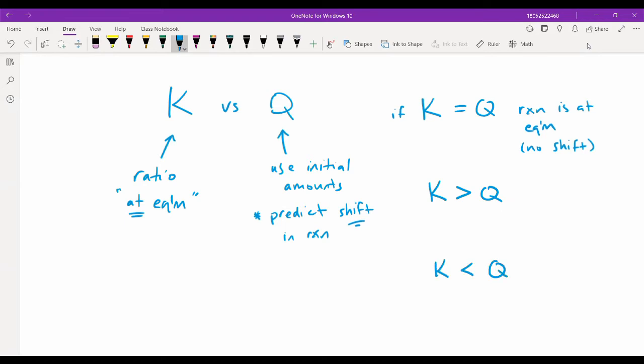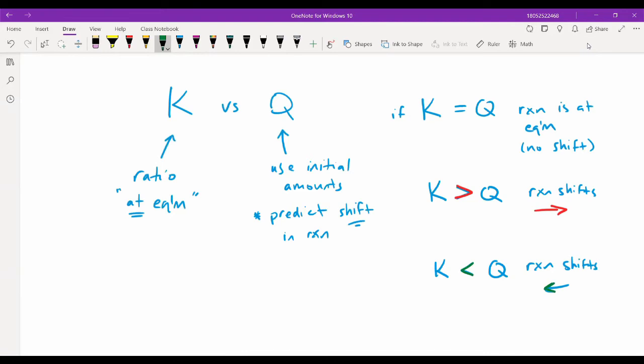Then we have K greater than Q, or possibly K being less than Q. I think it's good to learn to write K first. What's going to happen then is that the inequality arrow is going to point in the correct direction. So this is not equilibrium, and the reaction shifts to the right to reach equilibrium. And in the case where K is less than Q, or Q is greater than K, the reaction shifts this way, because again, this arrow is going to match up with the inequality.